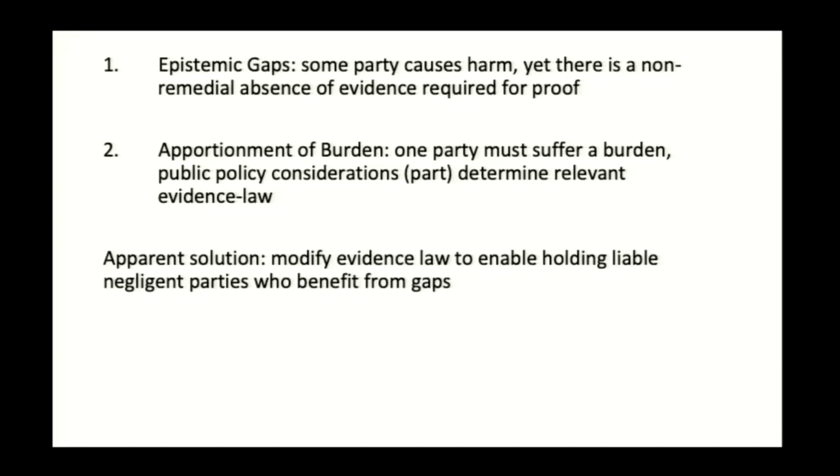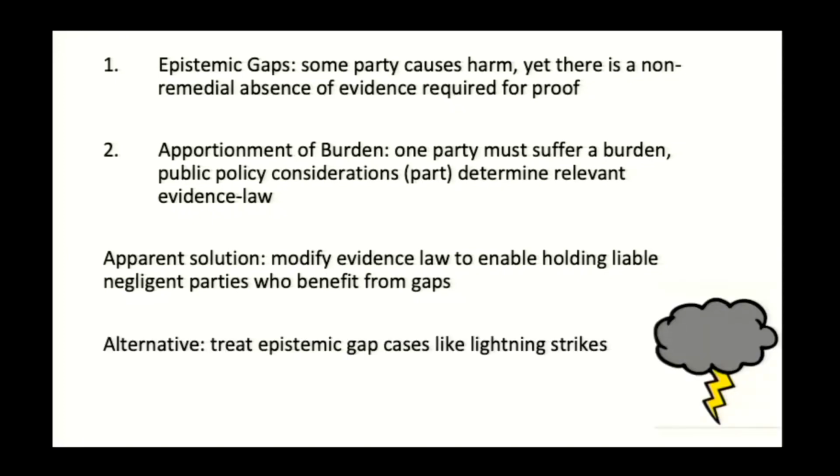So the apparent solution the courts have taken is to modify the law to enable holding liable the negligent parties who have benefited from epistemic gaps, at least in the cases we've discussed. Obviously, they needn't do this, right? The alternative solution would be to treat epistemic gap cases like lightning strikes. If you go outside and get sadly struck by lightning, there's no one you can hold liable. If we didn't find these parties liable in these epistemic gap cases, we would be treating these asbestos cases as similar to this. We would say it's just an unfortunate natural fact that we can't hold anyone responsible for. And you might think this is just not the way to go. It seems like an unprincipled approach.